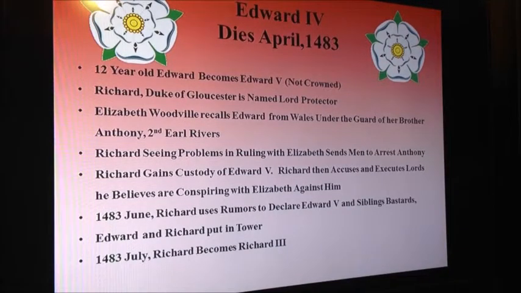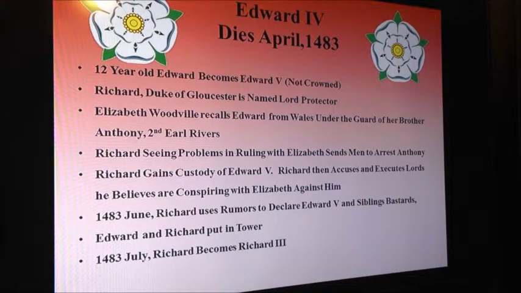So, when Edward IV dies, his 12-year-old son becomes Edward V, but is never officially crowned. Richard, who, if you remember, is the only other brother of Edward IV, is named Lord Protector. He's the person put in charge of Edward V's minority. While he's a child, Richard will rule over the land and help him become a better king. Now, Elizabeth Woodville, who doesn't like Richard, recalls her son as well as her brother and brings them under guard from Wales to England.